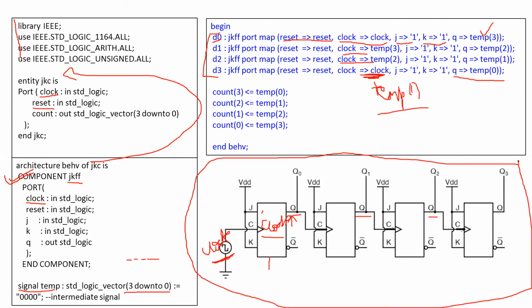So this is the structural modeling of an asynchronous up counter. Whatever we write in our notebooks, in a similar way we can write the code for the up counter by making use of a JK flip flop or any flip flop. So now we are going to implement this in ModelSim, so let me open my ModelSim.